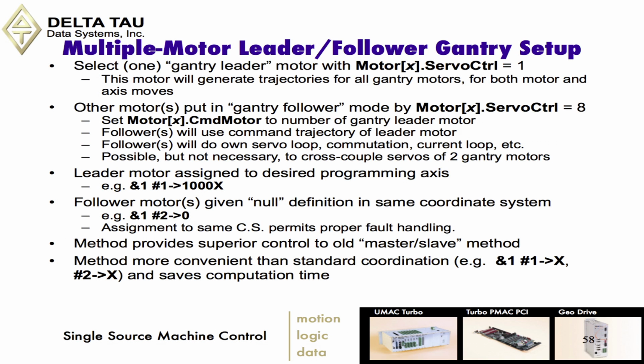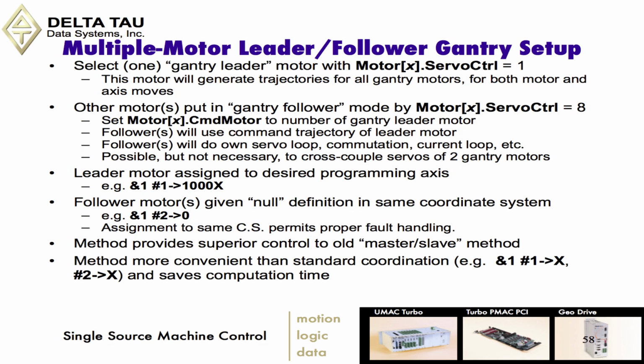And the follower motor is given the null definition in the same coordinate system because it's not going to be following a trajectory. You don't have to do that, but you typically want it in the same coordinate system so that it gets the same kind of fault handling as the leader motor in the coordinate system. So the whole point of doing that is to make sure that it gets assigned to the coordinate system.